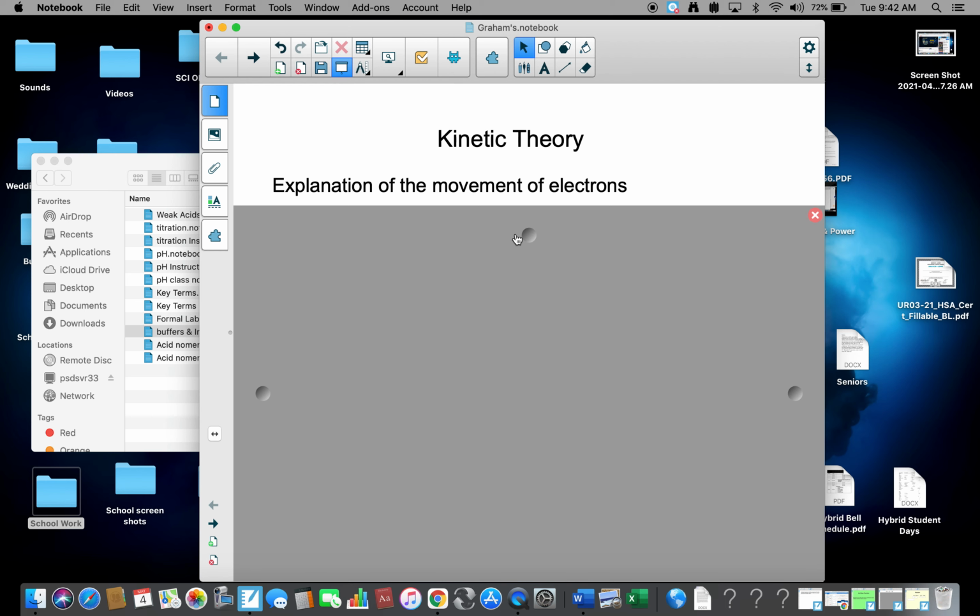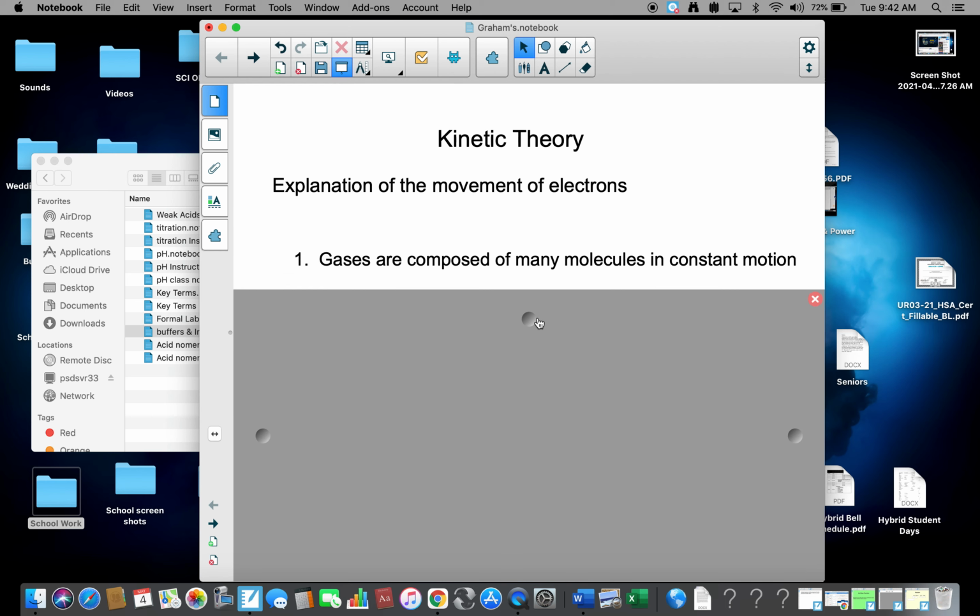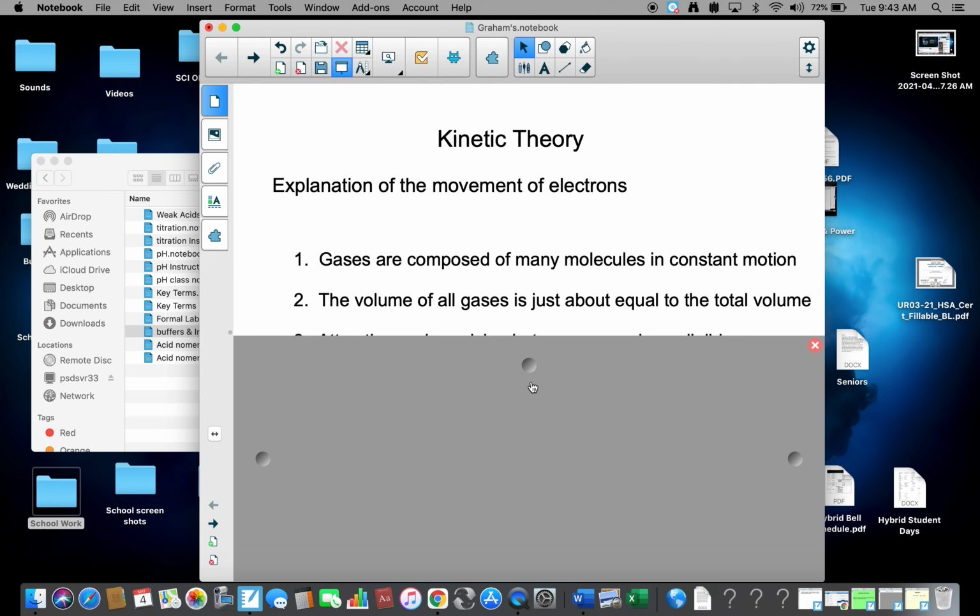Explanation of the movement of electrons. So that's what its purpose is. But the postulates are that gases are composed of many molecules in constant motion. Now that's mostly true, but the colder we get, the less it moves. We can end up with what's called the Einstein-Bose condensate, which means actually it's in more than one place at one time. Another postulate we hold to, the volume of all gases equal to total volume. So we don't have any loss of gases.